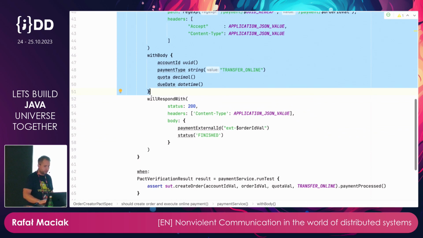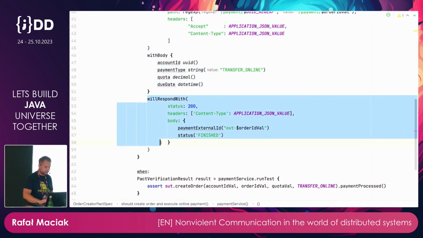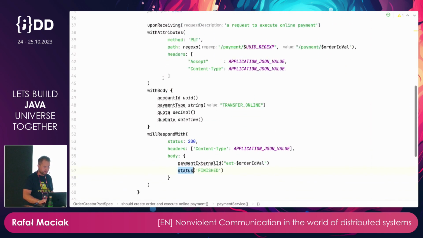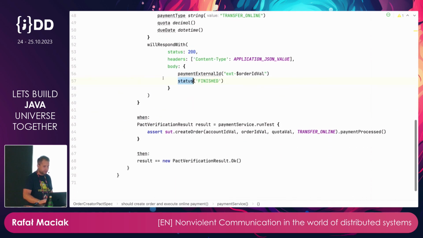And for such a request, we expect the following response to be returned. Status should be 200, content type header application JSON, and in the body there should be 2 fields, payment external ID and status finished. So here I defined the expectations regarding the contract. Now there is some boilerplate using Pact. By the way, I'm using Spock because I like it. Of course, you can also use it in JUnit, but this DSL looks different.